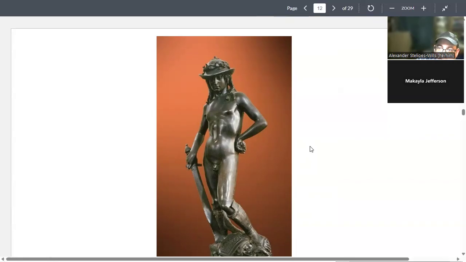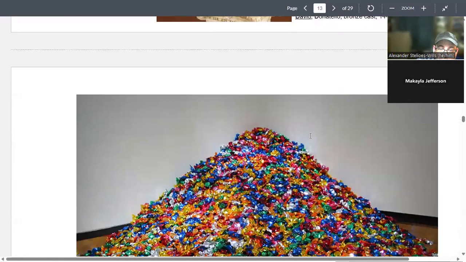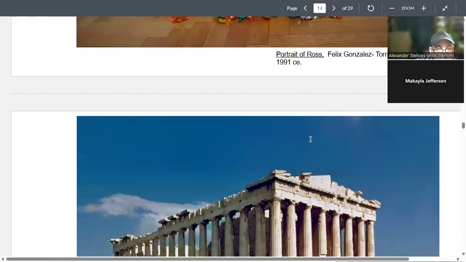Oh, and here's another thing. It's a great example of contrapposto. So we got a whole bunch of things that we can have in there, right, to say what's going on. And how many more do we have?